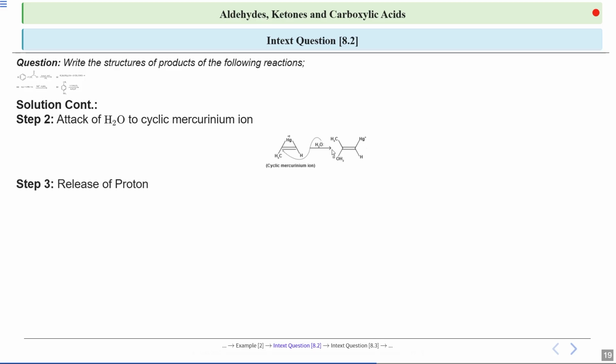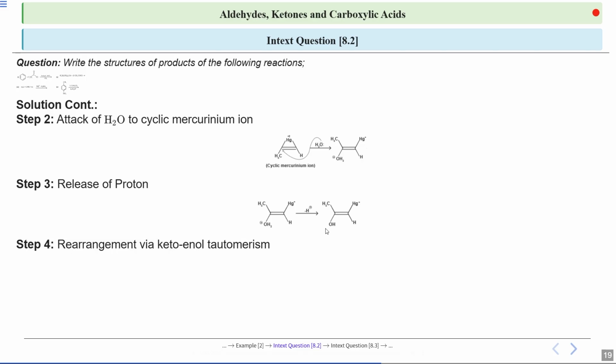Now in the next step 3, in this image, there is a release of one proton. This is OH2+, which is an unstable intermediate. So there is a release of a proton, and you will see this is now OH.